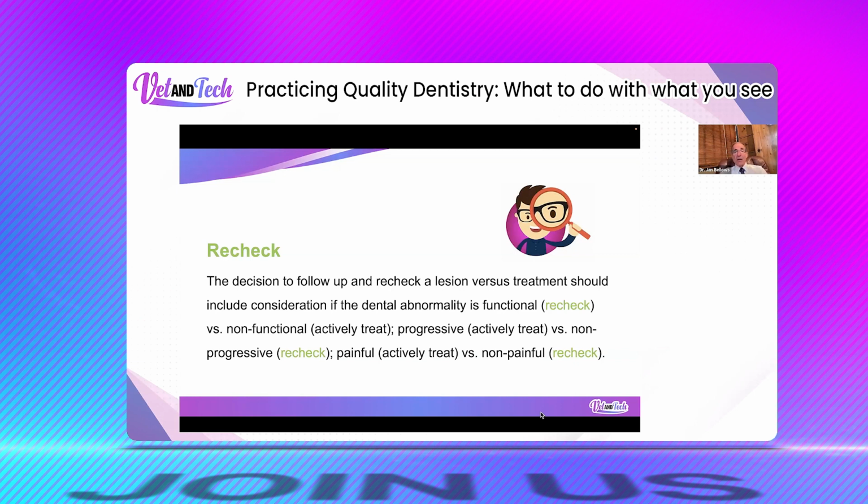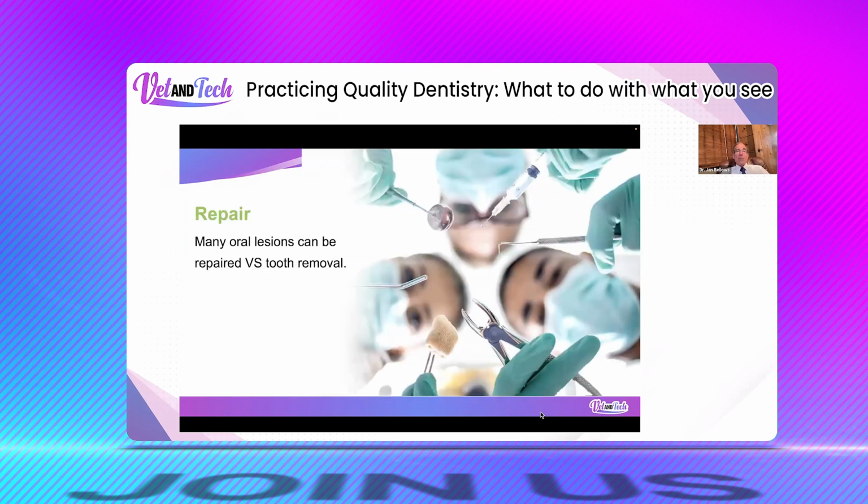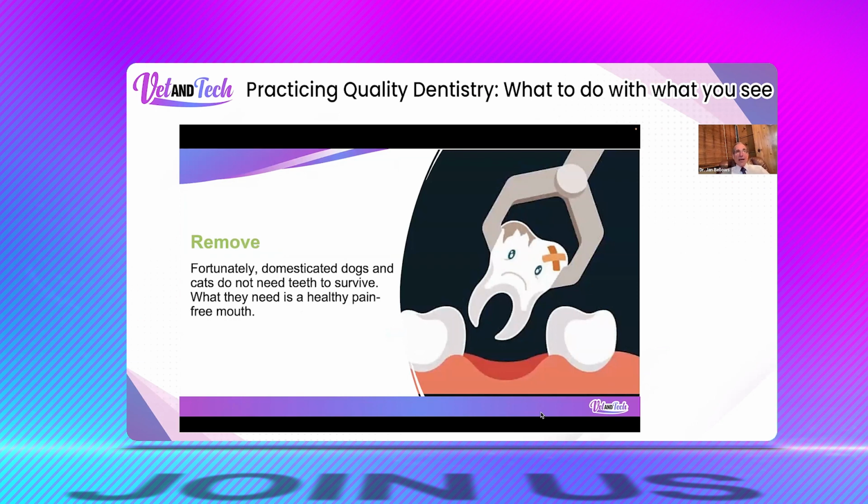So our job, oftentimes we are the last person that stands in the way of an animal treated or not. So we have to be the advocate for that little animal on the table. And if you feel that it's hurting, then urge to actively treat. So that's the recheck part. The repair part is that if it's repairable and it renders a good prognosis, then that should be done because animals would like to have their teeth. The removing is often what we do most of the time.